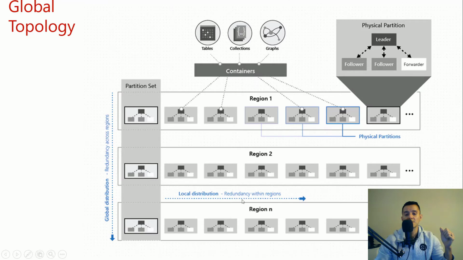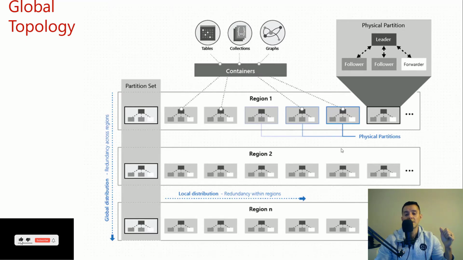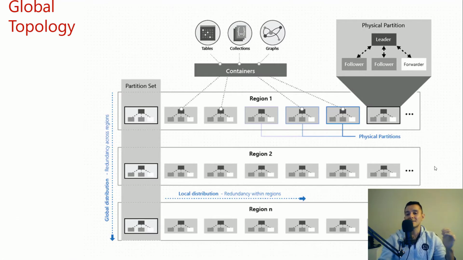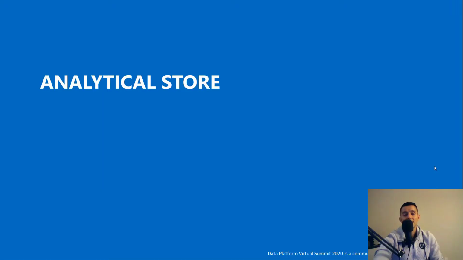So different partition sets will be active at different points in time, and if changes are coming to region 2, then the forwarders here are firing up. Maybe the changes are coming to region 1, then these forwarders are firing up. The system is very dynamic, it's very flexible, so it scales really well to replicate data at high volume throughput around the world. Now let's talk about the Analytical Store.